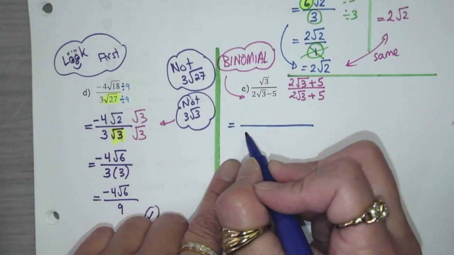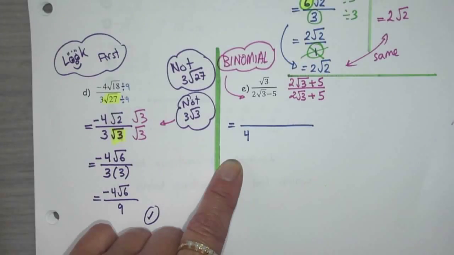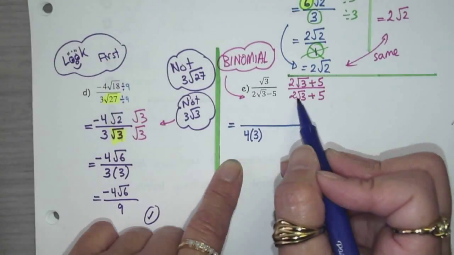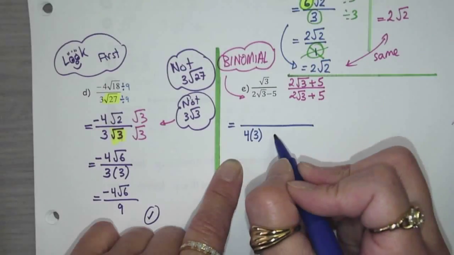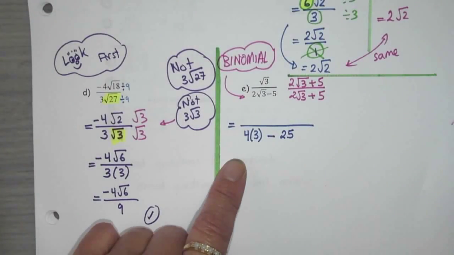First times first would get me 4, 2 times 2. What's root 3 times root 3? Root 3 times root 3? 3. We're trying to skip to 3 instead of the 9. The middle terms cancel away. It's a difference of squares. Then I go minus 25. Does that make sense?